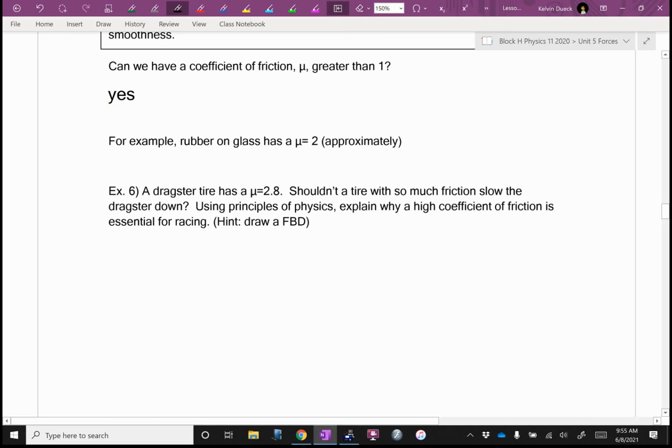What does it say to draw? Parker, talk me through it. Here's our dragster. What are the forces acting on it? Get the obvious one. Yep. Yep. Which way will friction point?